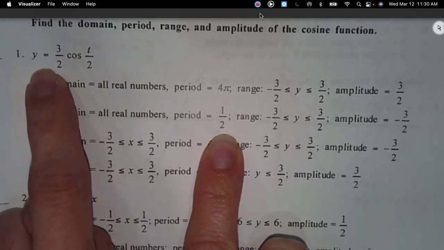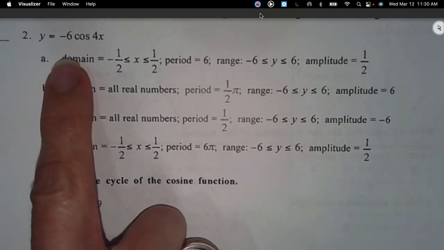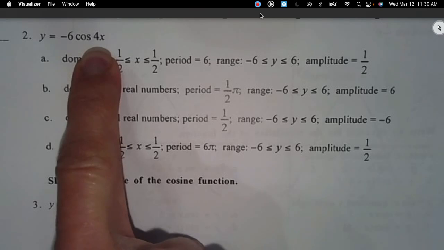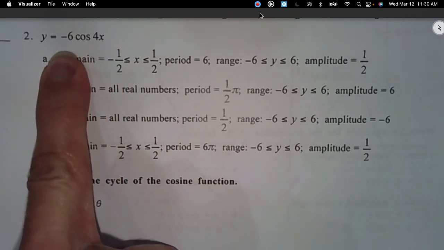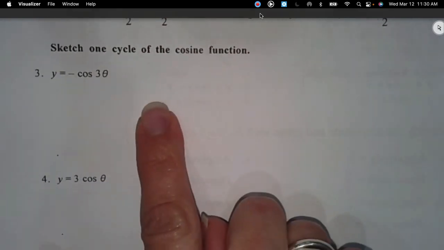And your amplitude would be that number. Okay? Same thing on this. The domain is all real numbers. The period is 2 pi over that number. Your amplitude is not negative though, right? It's just that number. Then you're going to sketch the graphs.